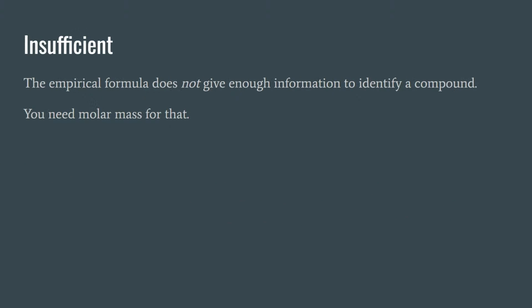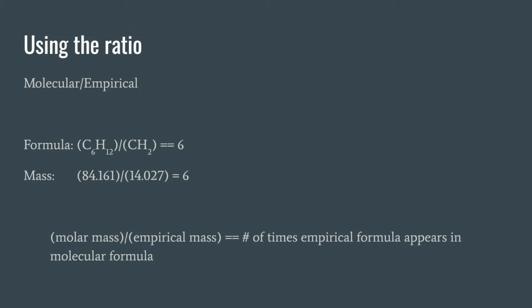Now, the empirical formula does not give you enough information to find the molecular formula. So you can't identify the compound based just on the empirical formula. You need molar mass for that. So it takes 2 experiments to get the chemical formula. One to give you the empirical formula, the other gets you the molar mass. But once you have both of those pieces of information, you can find the molecular formula. Because the empirical formula is related to the molecular formula by a ratio.